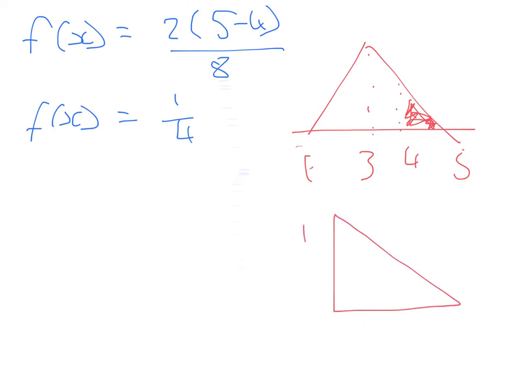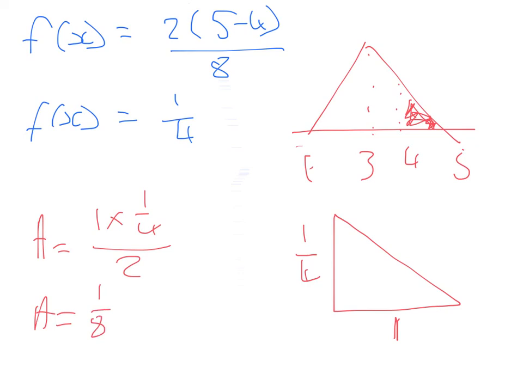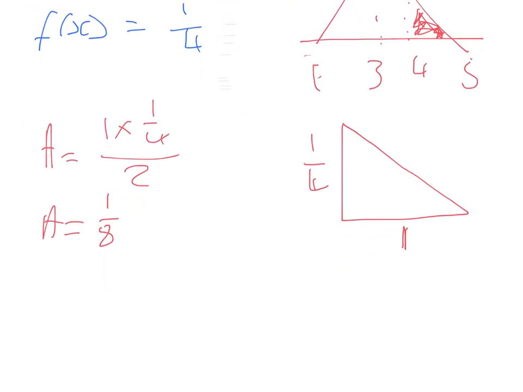We've got a height of 1/4, and we've got a base of 5 minus 4, which is 1. Right. So our area of the triangle is 1 times 1/4 all divided by 2. The area equals 1/8, and we know that with the density function, the area is the probability. So the probability x is greater than 4 equals 1/8. Okay, let's have a look at another example.